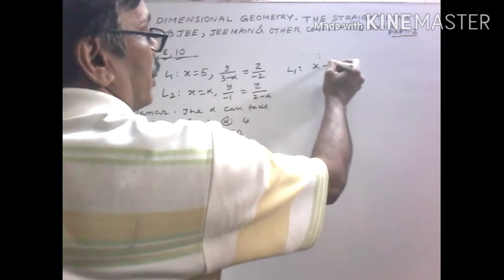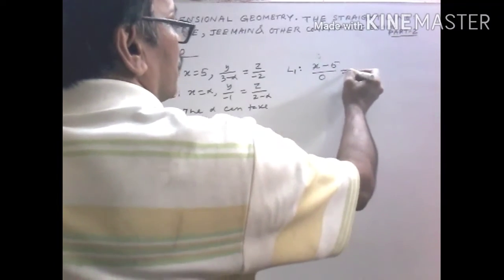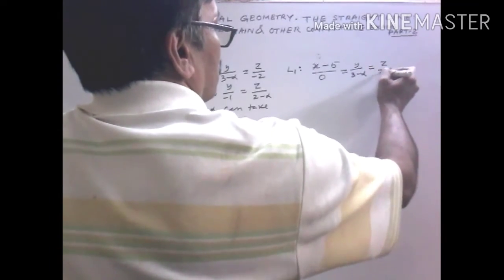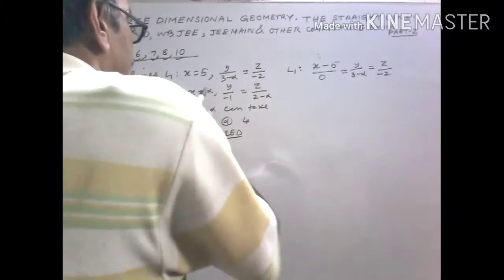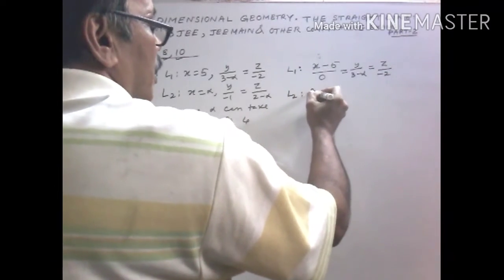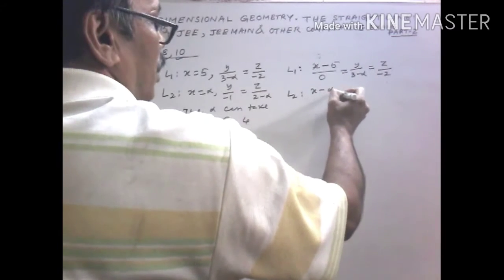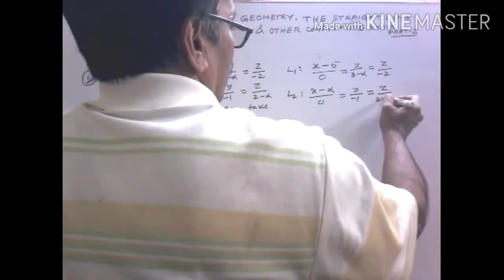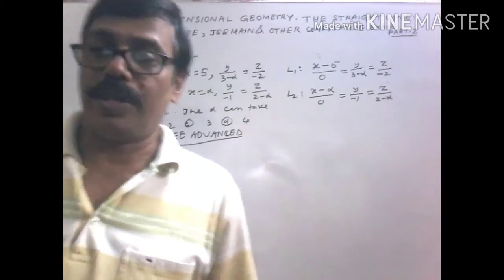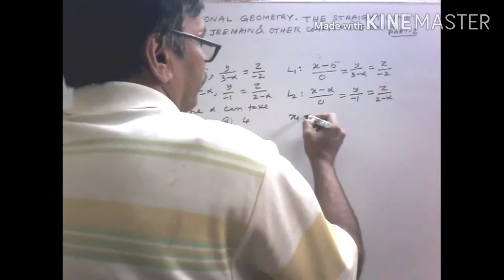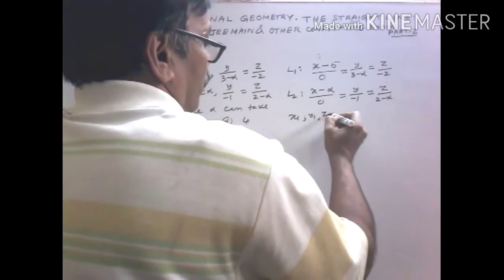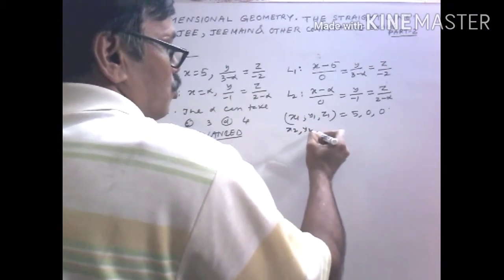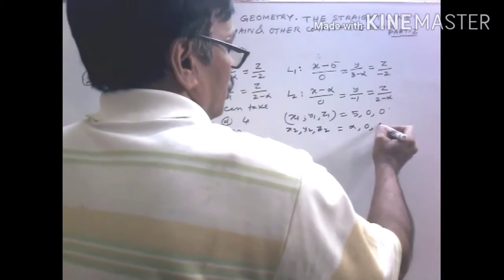If it is 5, x equals 5. So L1 is (x minus 5)/0 = y/(3 minus alpha) = z/(minus 2). And the second one, L2, is (x minus alpha)/0 = y/(minus 1) = z/(2 minus alpha). They are coplanar. So what is x1, y1, z1? It equals 5, 0, 0, and x2, y2, z2 is alpha, 0, 0.